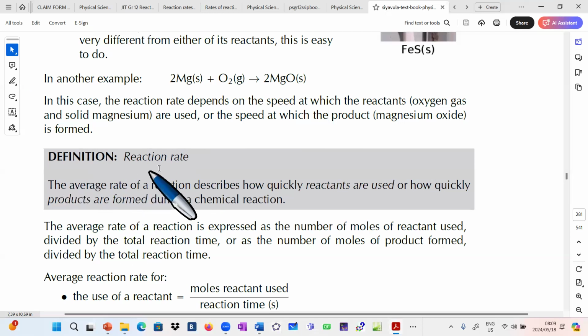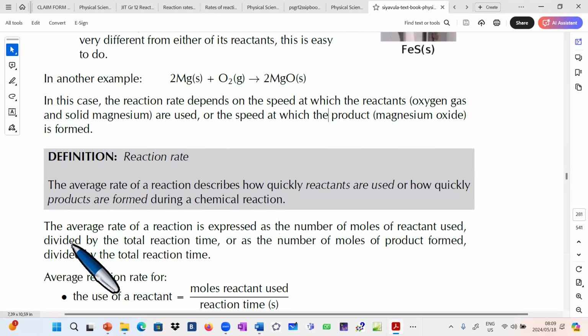At this point, what do we mean by reaction rate? Let's define that together. Reaction rate means the average rate of a reaction. It describes how quickly reactants are used or how quickly products are formed during a chemical reaction. We repeat: the average rate of reaction describes how quickly the reactants are used or how quickly the products are formed during a chemical reaction.